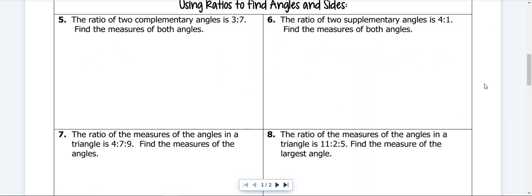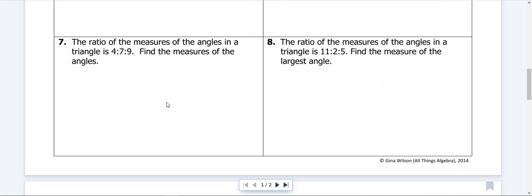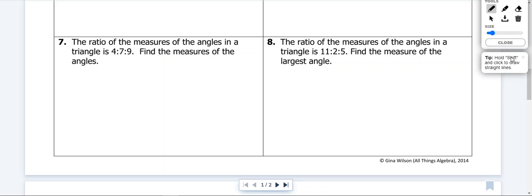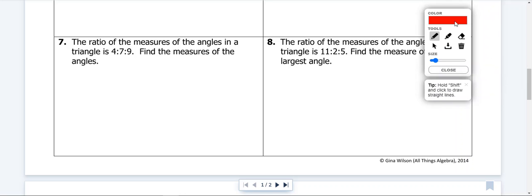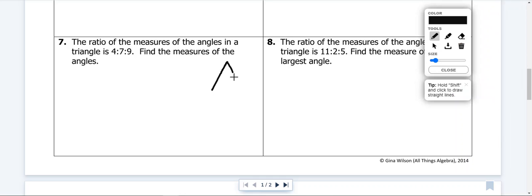All right, so let's take a look at another one. The ratio of the measures of the angles in a triangle is 4 to 7 to 9. Find the measures of the angles. So again, I'm going to draw myself a lovely little diagram. I've got myself a rather uneven triangle, but you know what I mean.